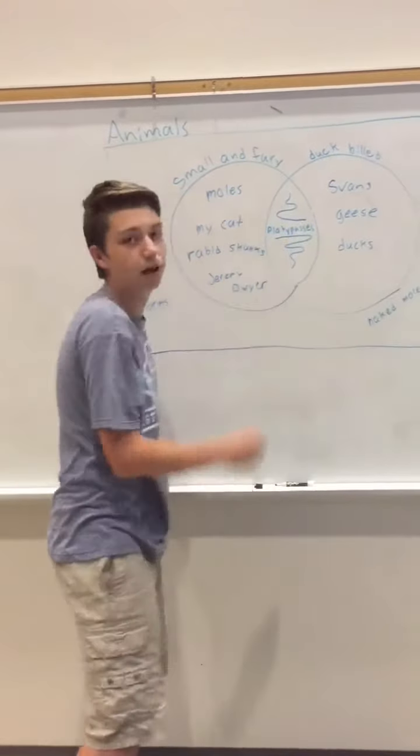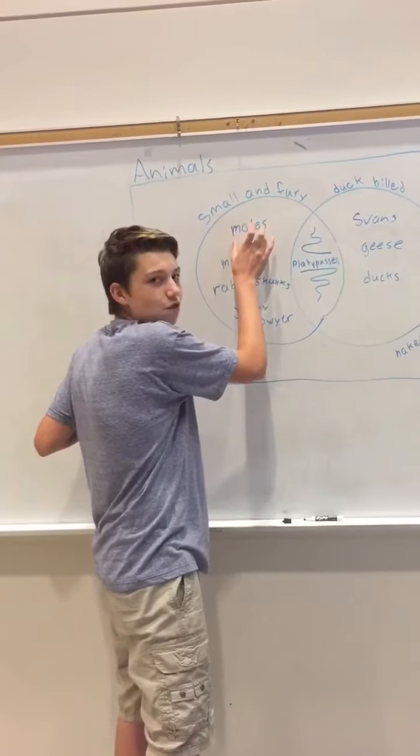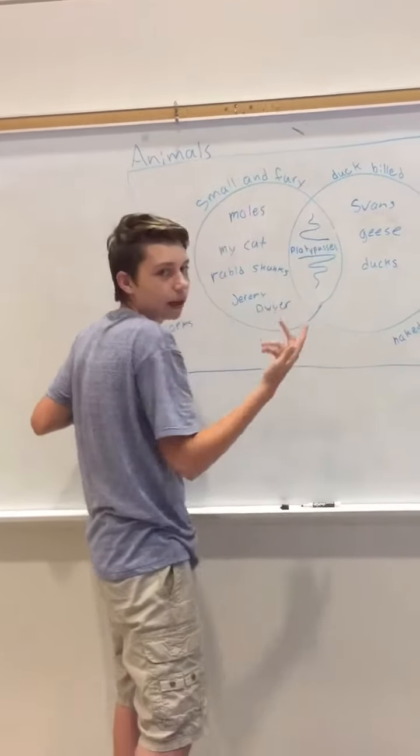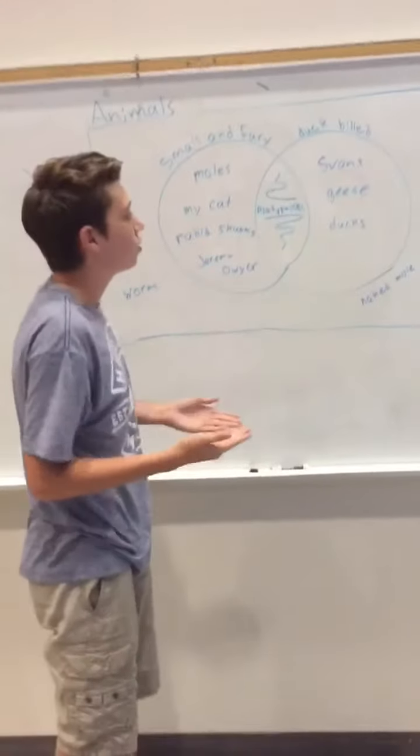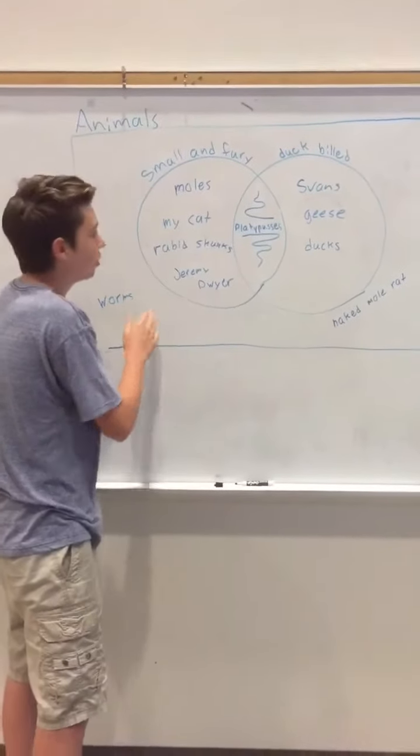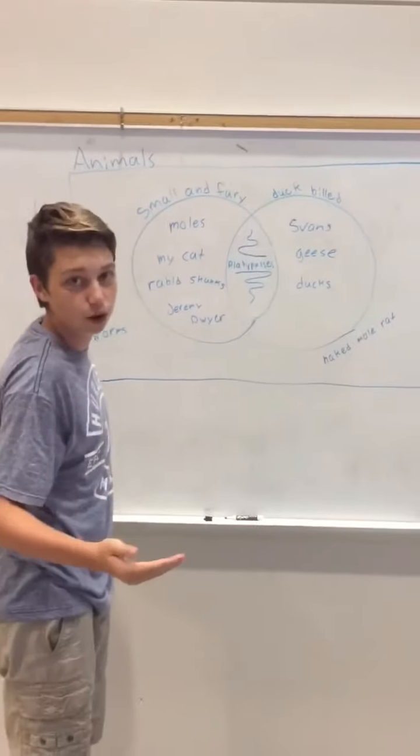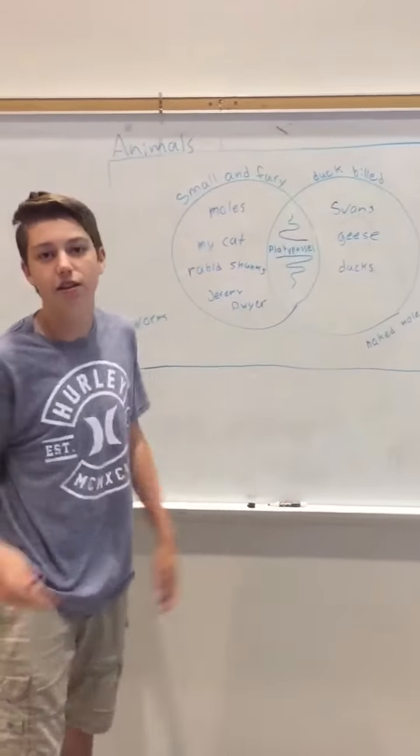That's a platypus. And then the small furry animals are moles, my cat, rabbits, skunks, and Jeremy Dwyer. And the duck-billed are swans, geese, and ducks, of course. And then on the outside, we have just regular animals here, which aren't inside because they're not duck-billed or small and furry. So we got worms and naked mole rats. And that's how you Venn diagram.